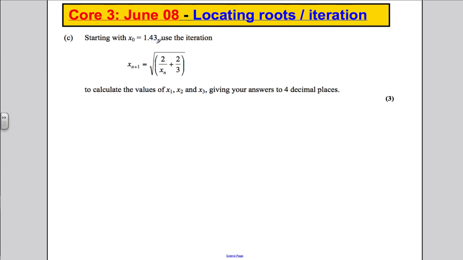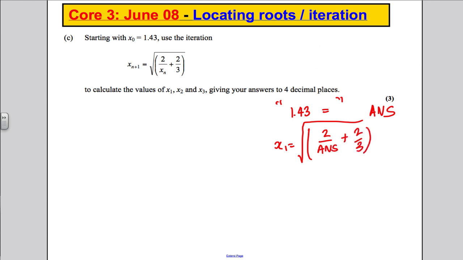Show that with x0 as 1.43, use this iteration to find x1, x2, x3, etc. As always, type 1.43 and equals in your calculator. That stores this under the ans function, and then when you're working out x1 and all future ones, you simply type 2 over ans plus 2 over 3, and that will get you x1. And by pressing equals, it will get you x2, x3, and all the future ones.